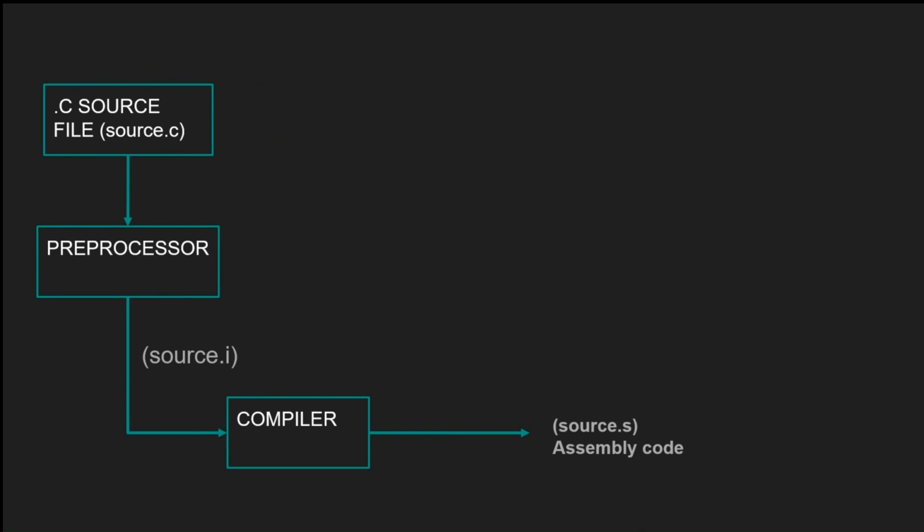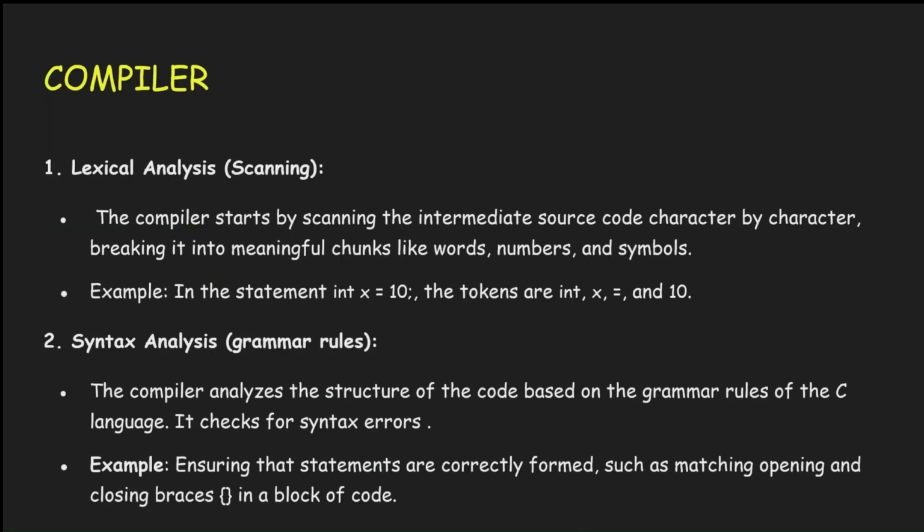Step 2. Compiler. The output of the preprocessor is given as the input to the compiler. The compiler then processes this input and generates an assembly code file called source.s. What is happening inside a compiler?